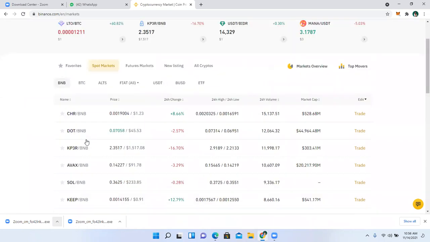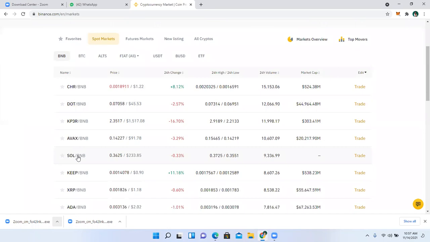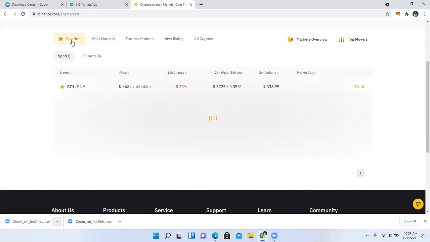This is the spot market. This is the futures market. These are new listings. These are all crypto. So for instance, if I like trading Solana and BNB, I trade it often. What I can just do is favorite this. If I favorite this, anytime I come to favorites here, you can see that it appears here in my favorites.